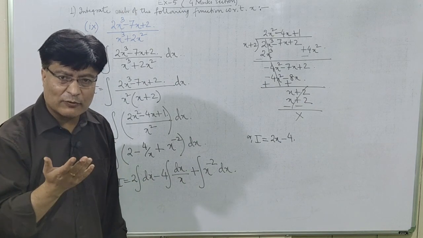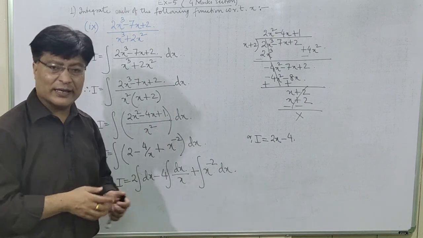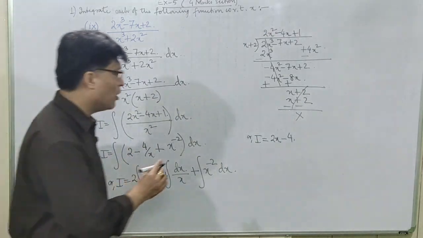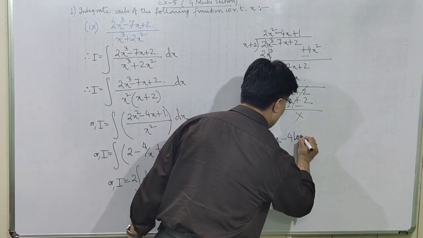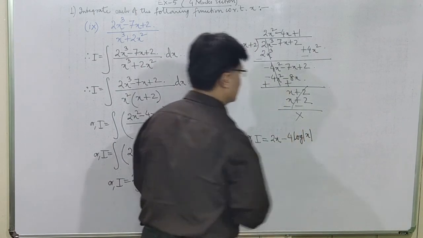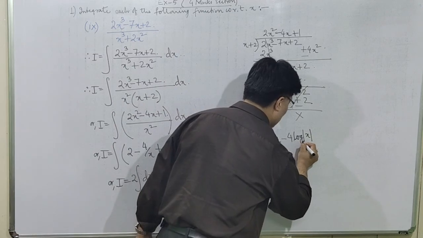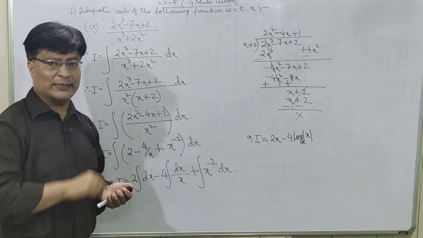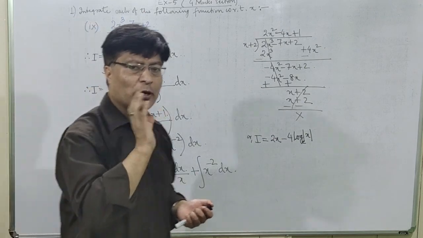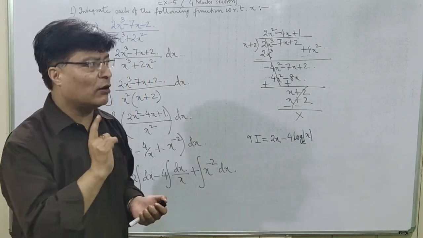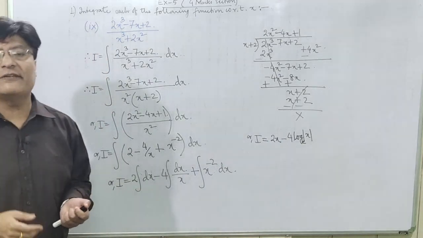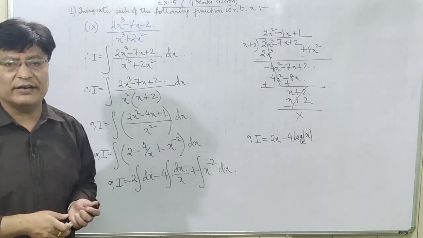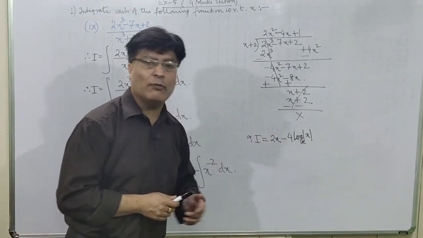So what is the integration of 1 by x? Differentiation of which function is 1 by x? That is your log x, isn't it? So what is the integration of 1 by x dx? That is your log within mod x. So it will be log within mod x, and you can write the base e also, right? So why is it written within the mod sign? This x should always be positive because only the logarithm of a positive number is defined. Logarithm of 0 and logarithm of a negative number are all undefined.